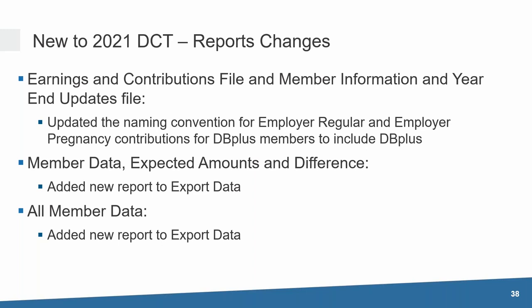If your spreadsheets have any header columns, you may want to update them so it's easier to map during the import process. We added a new report to export data. This new report is called Member Data, Expected Amounts, and Difference. It displays members' data that you reported, the expected values, and the difference.